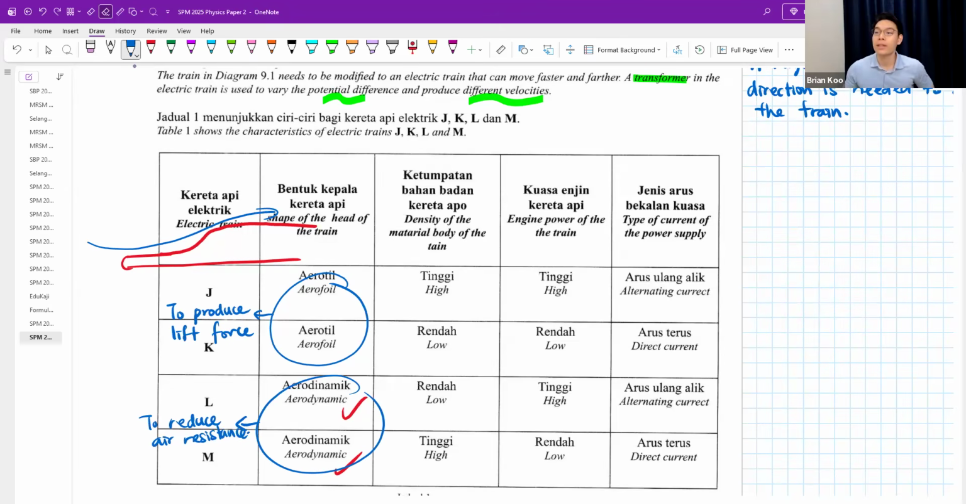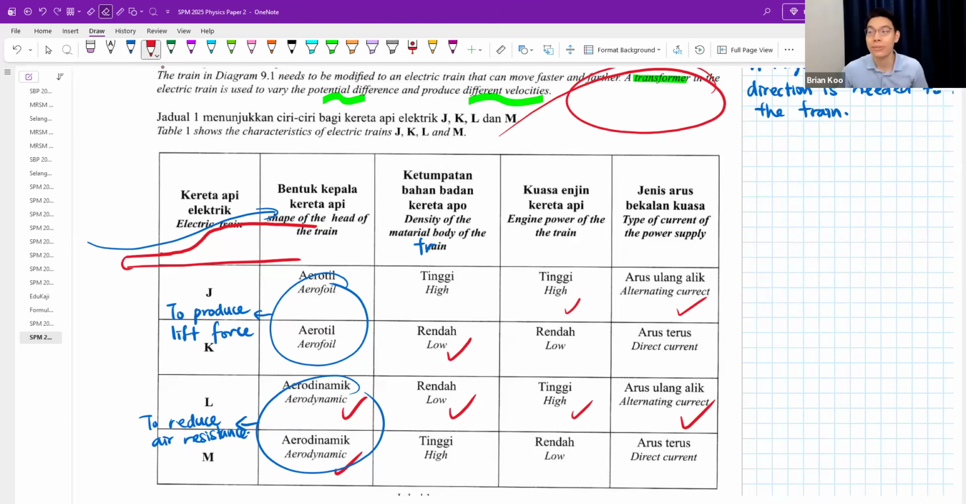Okay, density of material of the body of the train. This is free mark lah. Confirm low density, lighter. Engine power of the train, confirm I want high. All this free mark. And then type of current of power supply, because there is a transformer, so therefore I must use an alternating current. A transformer cannot work with a direct current.